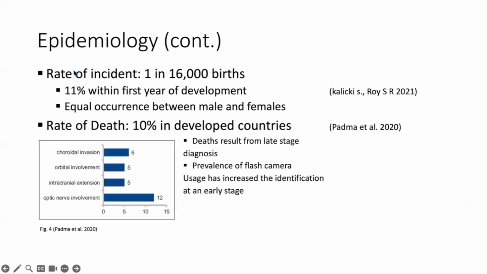Retinoblastomas occur at a rate of 1 in every 16,000 births approximately in the US, with 11% presenting within the first year of development. And this is an equal split between males and females due to the autosomal traits of the gene. The rate of death is 10% in developed countries. This is due to the wide variety of flash photography that occurs nowadays, as well as ease of access to drugs and other forms of treatment. This 10% is usually a result of late-stage diagnoses and other invasions of tissues complicating enucleation, shown here on the left.